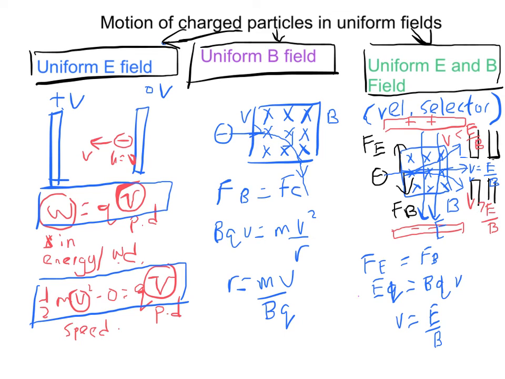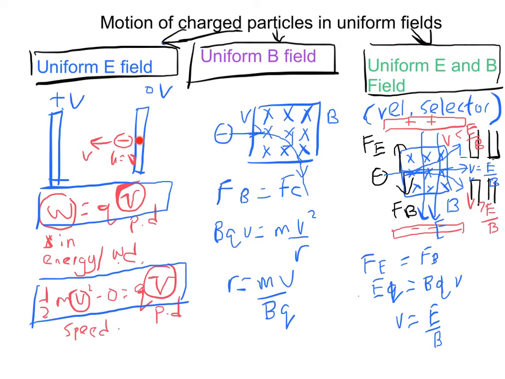Okay, so what we're going to do is talk about the motion of charged particles in uniform fields. Previously, in the topic of electric field, we talked about how whenever you leave a charge stationary in a uniform electric field, it will start to accelerate in the direction of the electric force. Since it's attracted to the positive plate, it will accelerate over here.